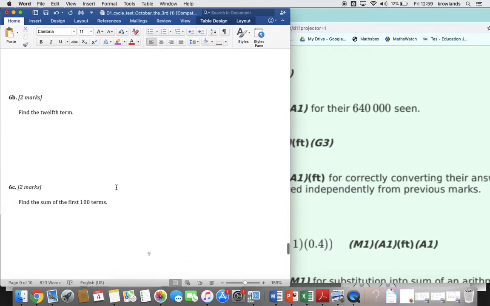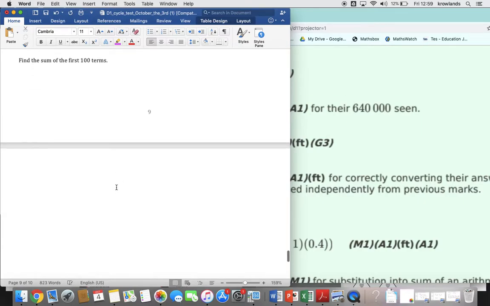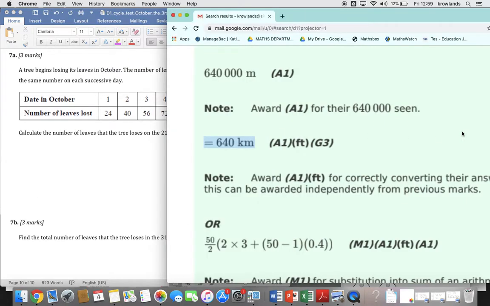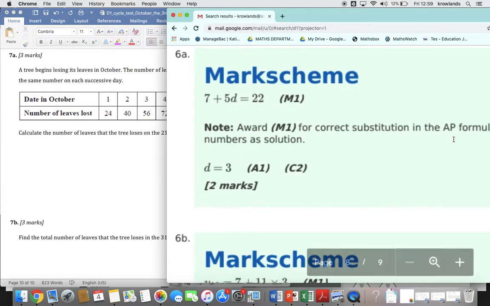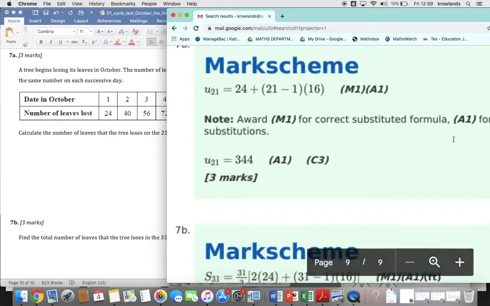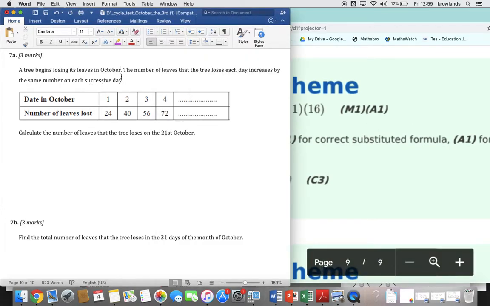6A, B and C. I'm not going to go over this because most of you got this right and you should be able to do this one. And last but not least, let's go over question 7. Again, most of you got into the gist of this. A tree begins losing its leaves in October, increases the same number each day. You can either keep counting up the pattern.